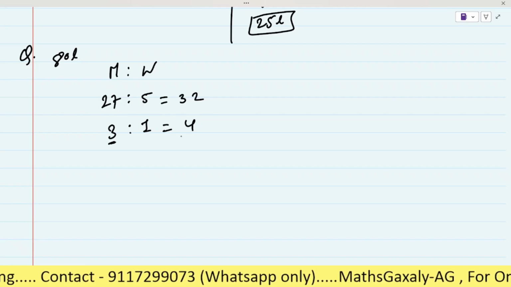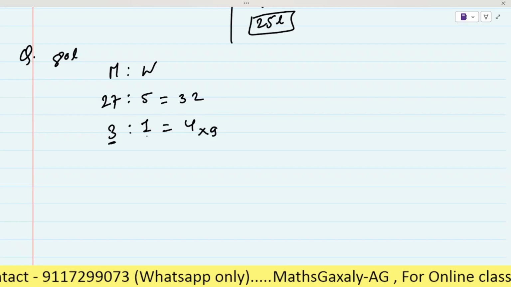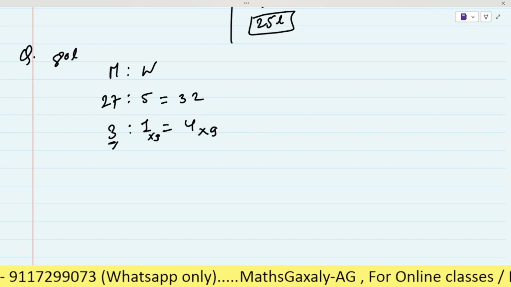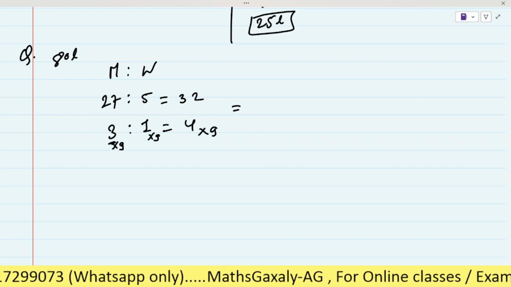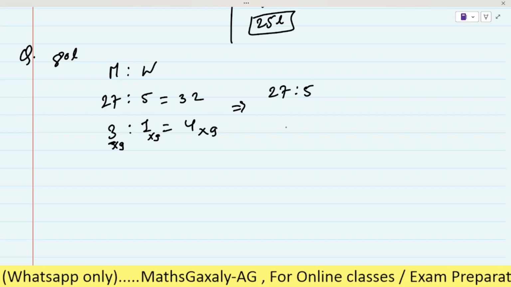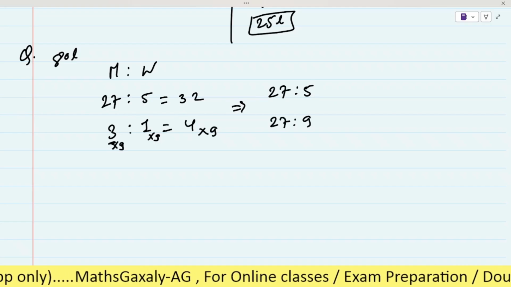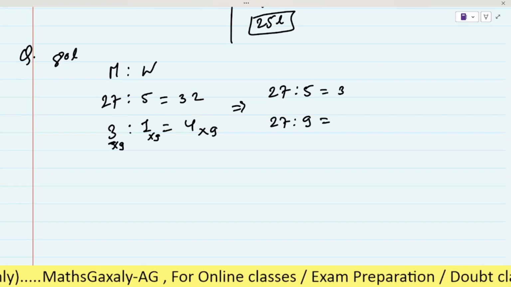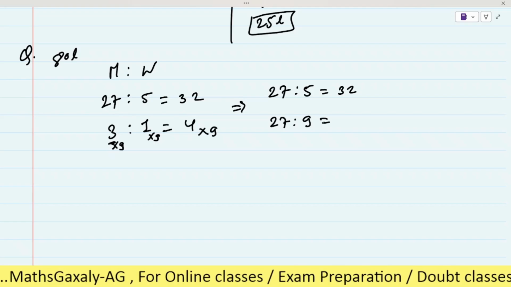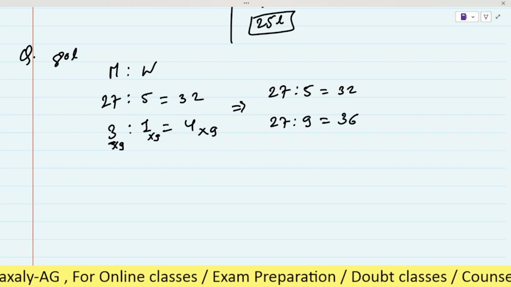So it means we have to multiply this whole value by 9 to make it 27. So the new ratio will be 27 is to 5, and after multiplying, it will be 27 is to 9, and here it will be 32, and 4 9s are 36. Okay, is it clear? Now let's see here.